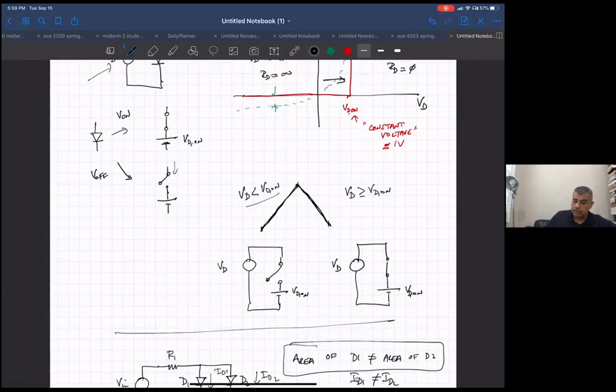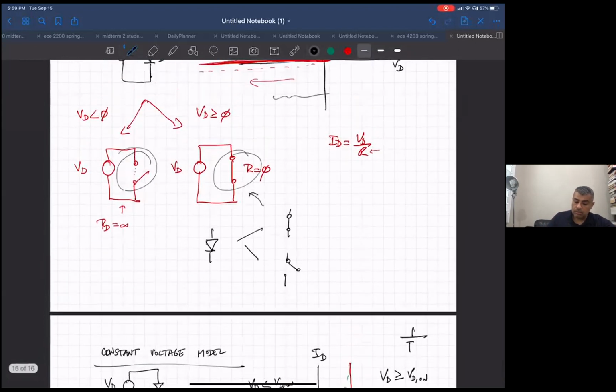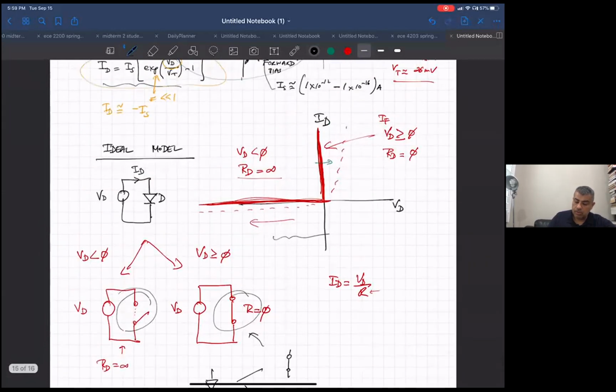Okay, and just one last bit of housekeeping, I forgot who it was that asked last lecture about, in the case of the ideal model, what happens exactly at VD equal to 0?